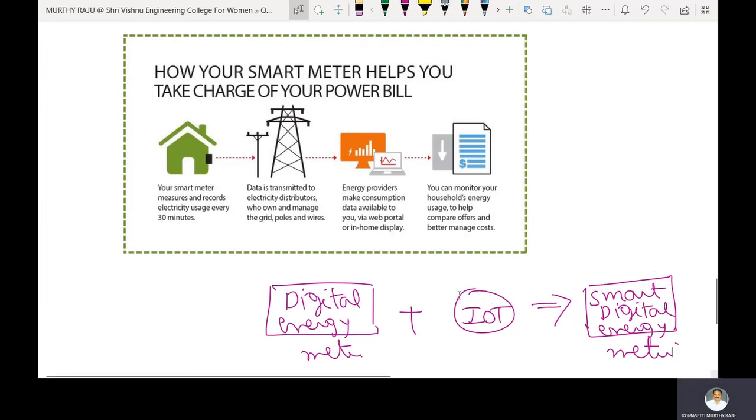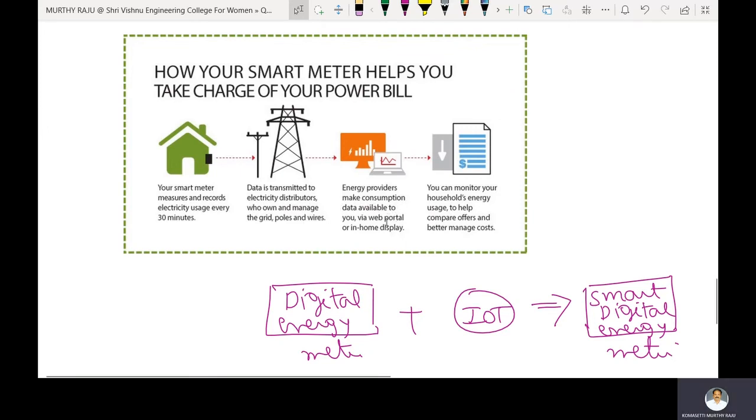The digital meter is converted into a smart digital energy meter with some IoT. Here your smart meter measures and records electrical usage every 30 minutes. That smart meter, that means a digital energy meter with internet facility, counts your daily energy consumption. That information is sent to the utility station. That means the data is transmitted to electricity distributors who own and manage the grid poles and wires. Every state has some electricity boards.